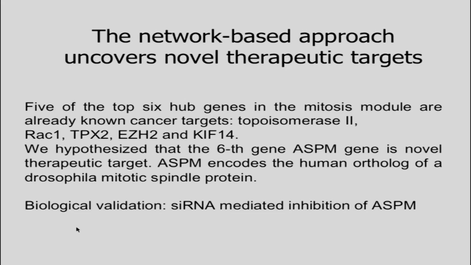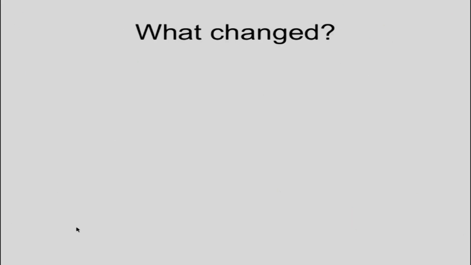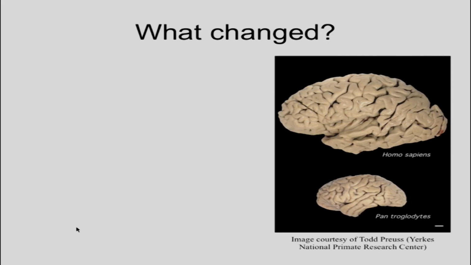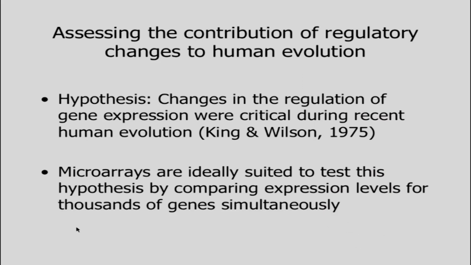Another case study is afforded by looking at a comparison of human and chimpanzee brains. This was done by Mike Oldham and Dan Geschwind. As you know, the brains of Homo sapiens and chimpanzees are quite different. But you may also know that we have high genomic similarity with chimpanzees, and so it's a long-standing hypothesis that what changed is not so much genes, but changes in gene regulation. And of course, microarrays or gene expression studies are very good at capturing these changes.